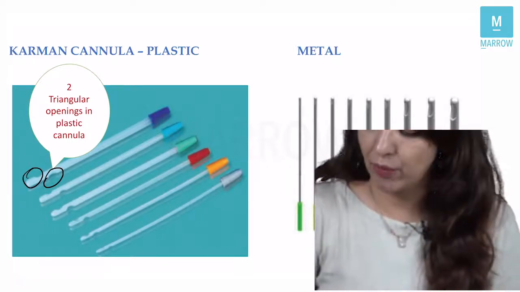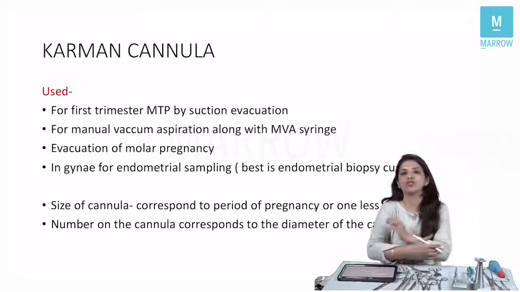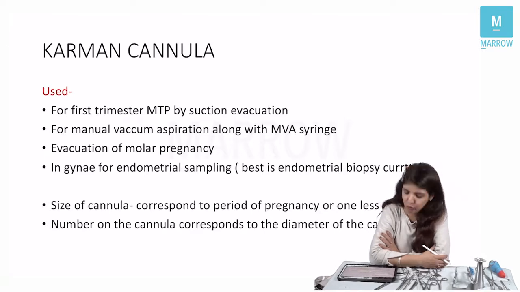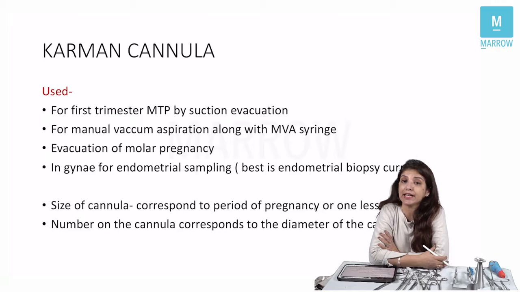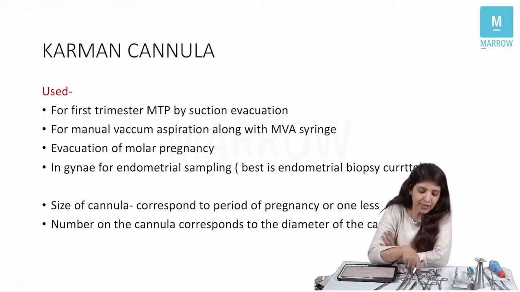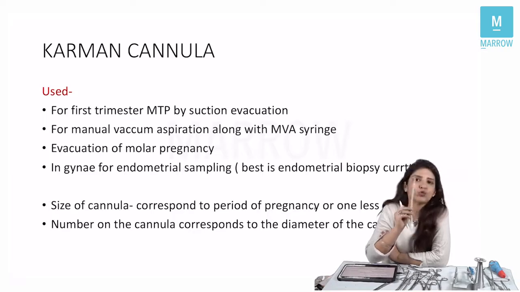Now, Karman's cannula, where is it used? See, Karman's cannula is used for doing suction evacuation for the first trimester, that is at less than 12 weeks. Then it is used for manual vacuum aspiration along with the manual vacuum aspiration syringe, which I am going to show you. It is also used for evacuation of molar pregnancy, and in gynae, it can be used for endometrial sampling. Although this is not the best instrument to do endometrial sampling, the best instrument will be an endometrial biopsy curette, right?